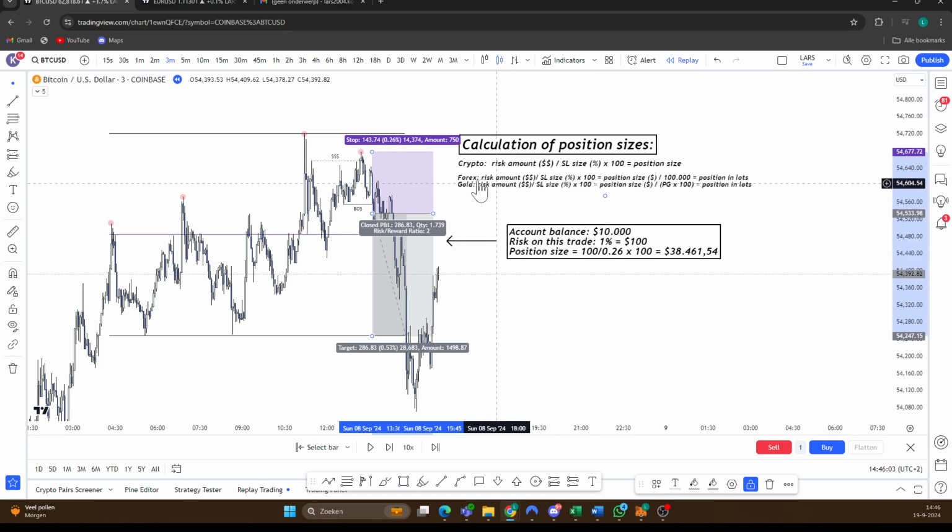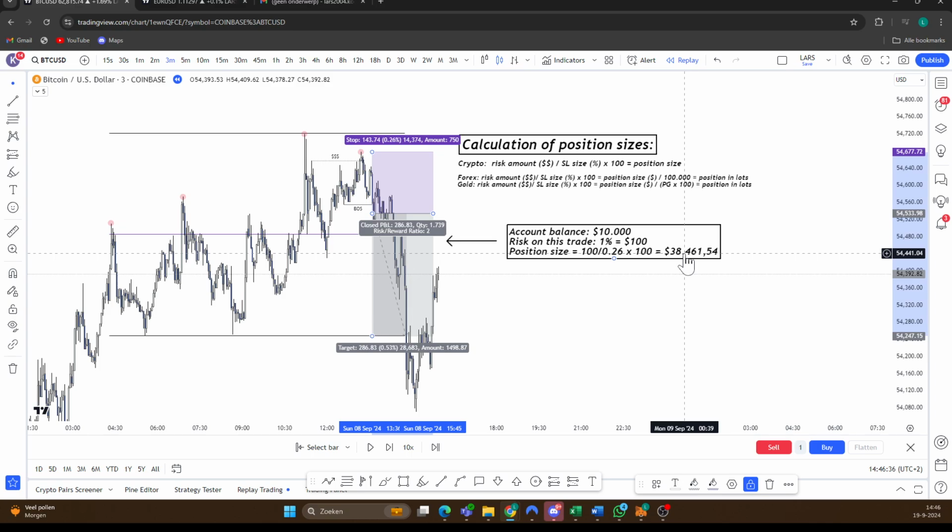The starting formula is the exact same, right? You have your risk amount in dollars, you divide it by your stop loss size, and you multiply it by 100. However, Forex works with lots, okay? So you have to fill in the amount of lots that you want to enter the trade with. And one lot is 100,000. That is because in Forex, the percentage moves are way smaller, making your position size way bigger because you divide by a smaller percentage, meaning your position size will be way bigger. And therefore, they have lots.